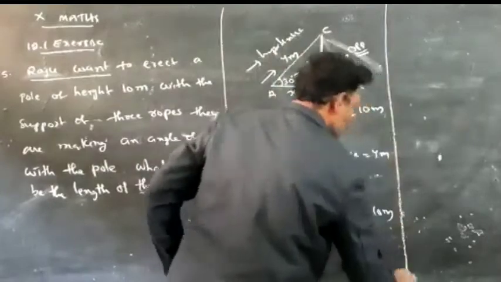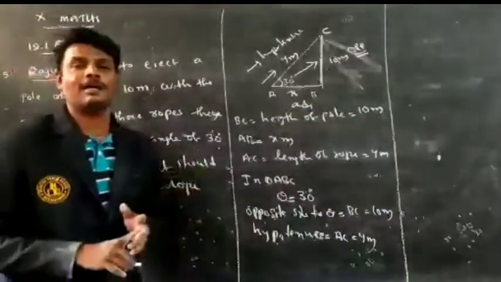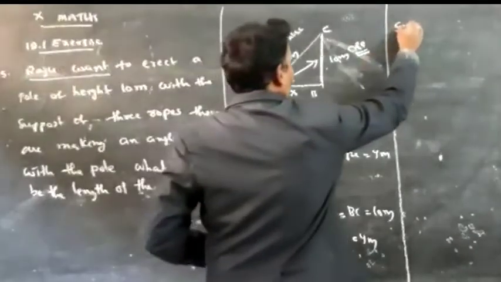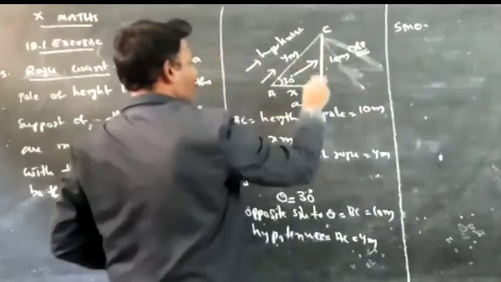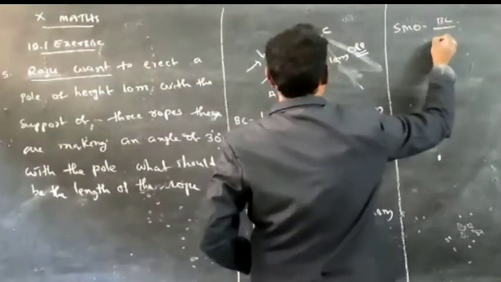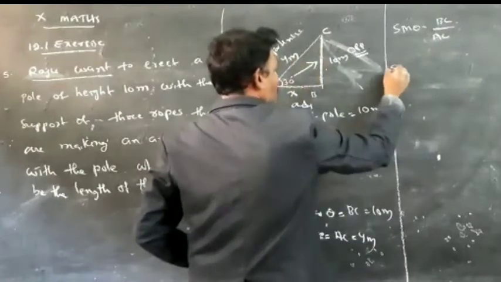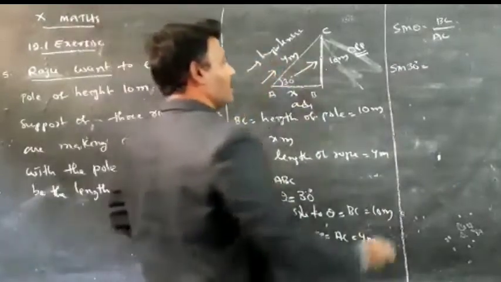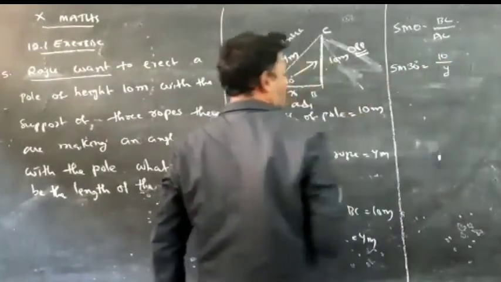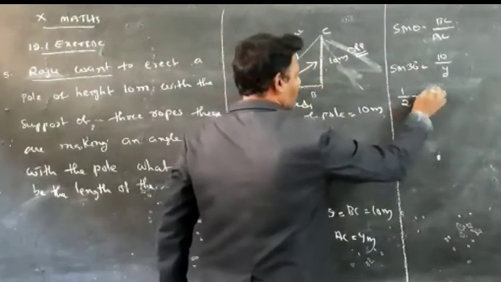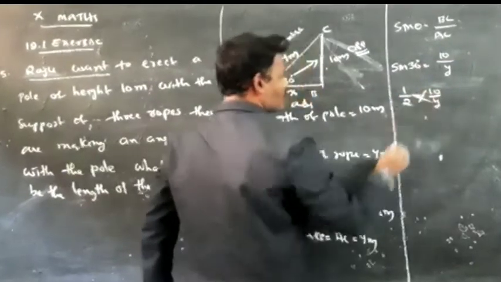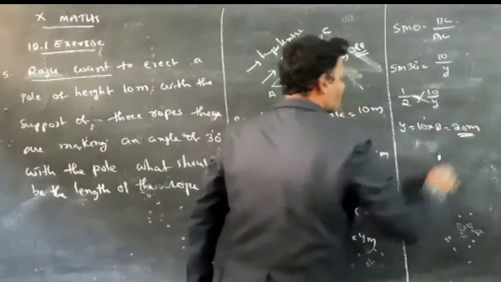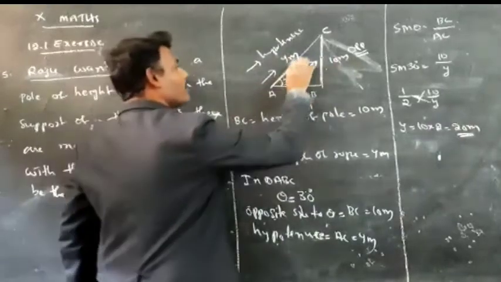Now here I am going to use the formula sin theta. Why? Because sin theta is the ratio between the opposite side and the hypotenuse. Sin theta is equal to, what is the opposite side here? BC. And what is the hypotenuse? AC. Sin theta means sin 30 degrees is equal to, what is the length of BC here? 10 by y. The value of sin 30 is nothing but 1 by 2. So 1 by 2 is equal to 10 by y. So y is equal to 10 into 2, which is 20 meters. So 20 meters is the length of only one rope.